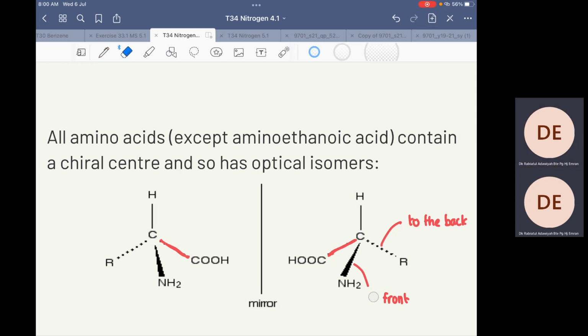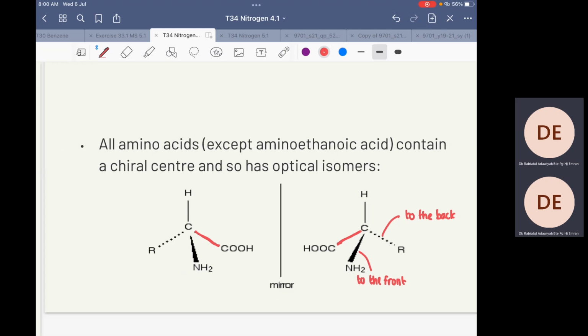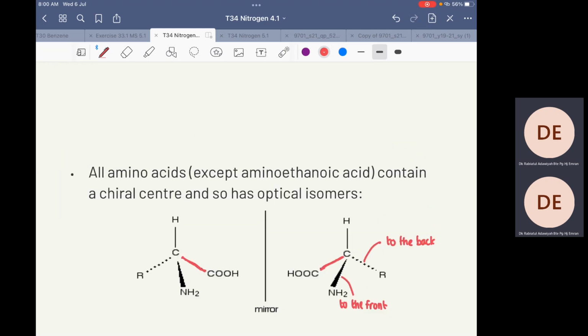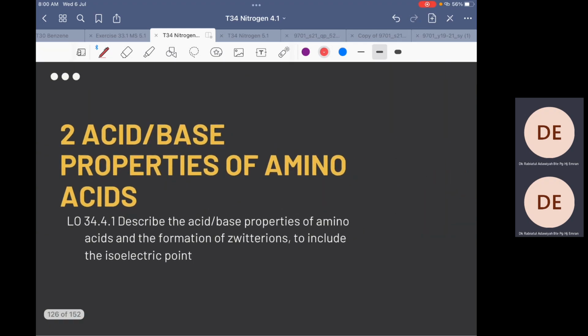Maybe I will say to the front. Okay, so a wedge bond will point out of the paper, and a dotted bond will go back to the back of the paper. Okay, so I will not go through drawing this. We've already done a lot of practice on this.